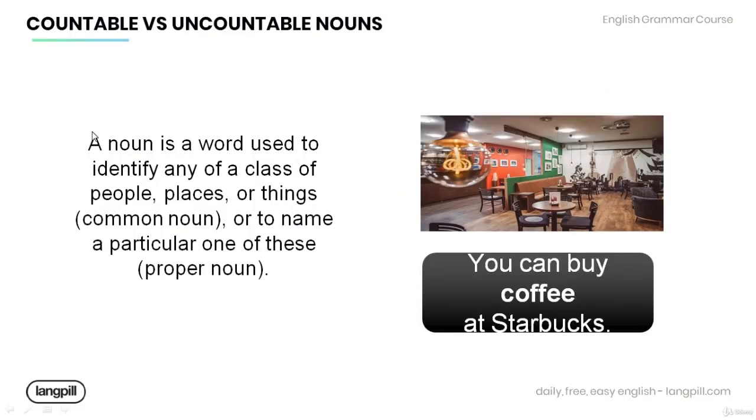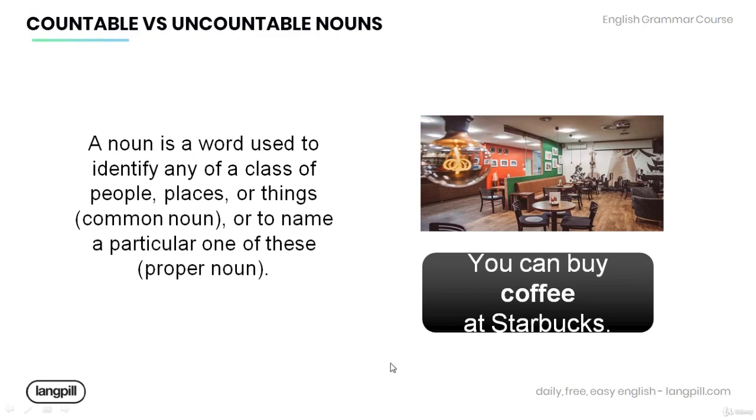Now remember that a noun is a word used to identify any class of people, places, or things, which are known as common nouns. Or a noun is a word used to name a particular one of these, and that is known as a proper noun.